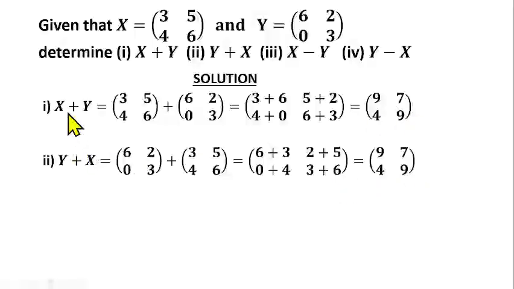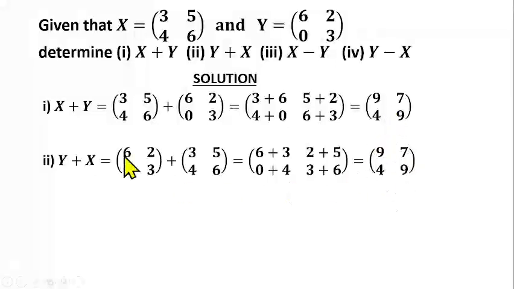So you can see that X plus Y, which is this, and Y plus X, which is this, are the same thing. It means that addition of matrices is commutative. It's commutative because 2 plus 5 will give us the same thing as 5 plus 2. So addition of matrices is commutative.